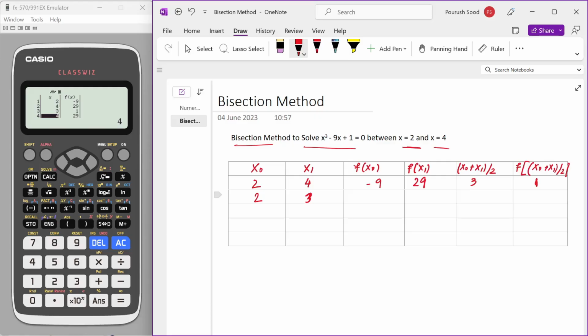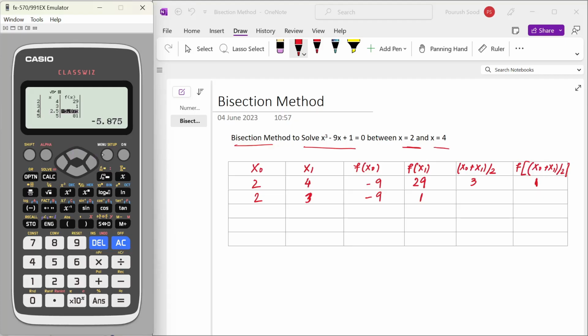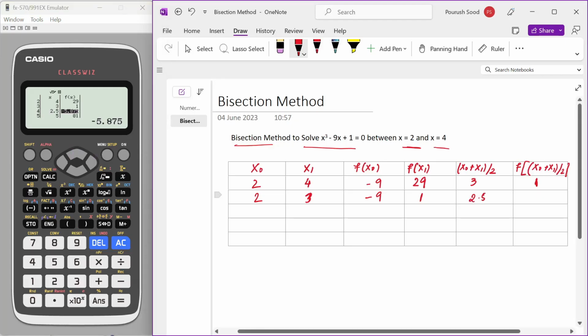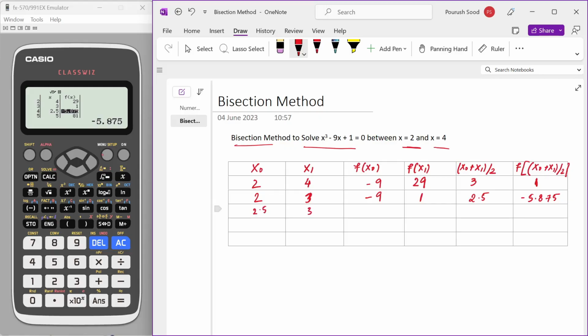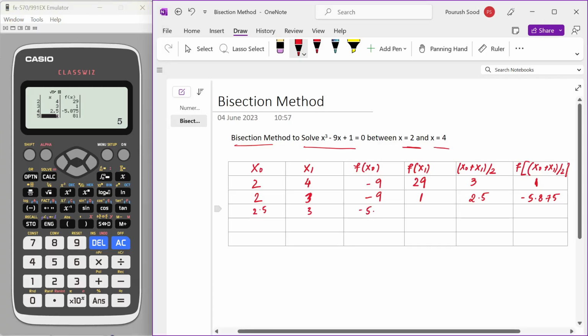Now x0 is 2, x1 is 3, f of x0 is minus 9 again, and f of x1 is 1. Let's calculate (x0 plus x1) by 2. That would be 2 plus 3 divided by 2, which is 2.5, and f of x is minus 5.875. Now f of x0 and f of (x0 plus x1) by 2 have the same sign, so x0 becomes (x0 plus x1) by 2, that is 2.5. I'll enter the f of x0 value, minus 5.875, and f of x1 remains 1.